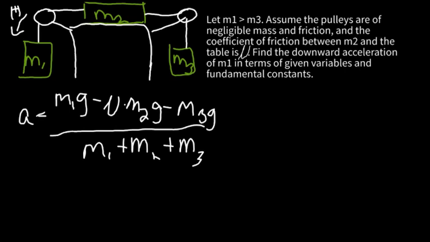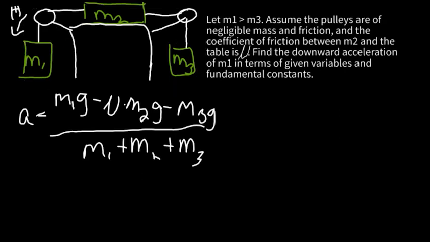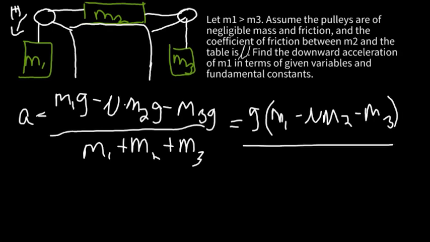Alright, and notice there's no tension in there, right? When we're considering the system, we are basically considering it to be like this. And notice that tension is internal to our system, so it's not really going to be in our equation. Now we can simplify. I'm going to pull out g, then we're left with m1 minus mu m2 minus m3 divided by m1 plus m2 plus m3. And that's the answer for this problem.